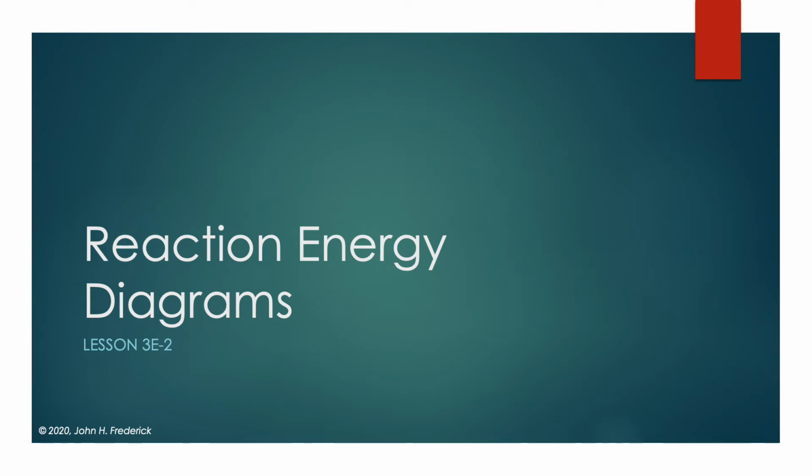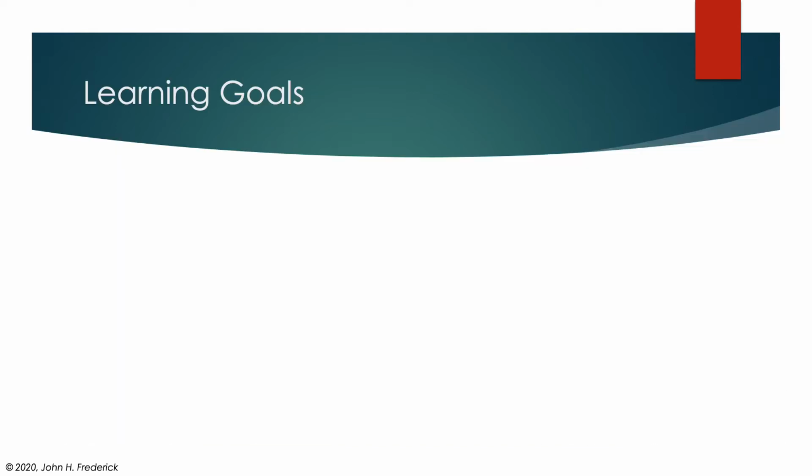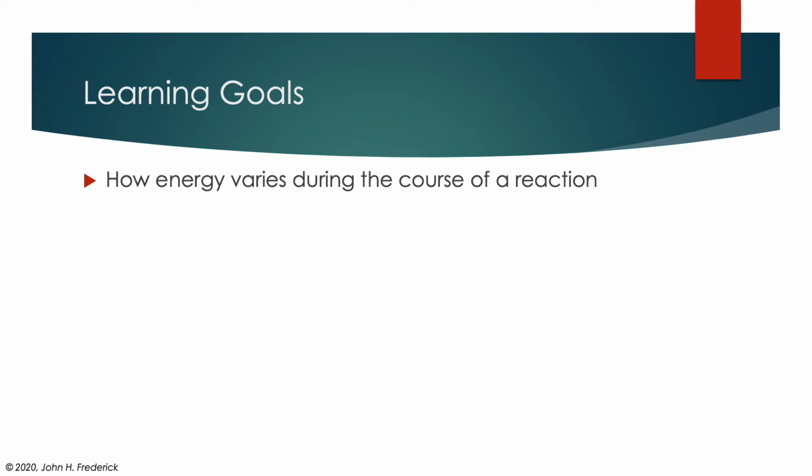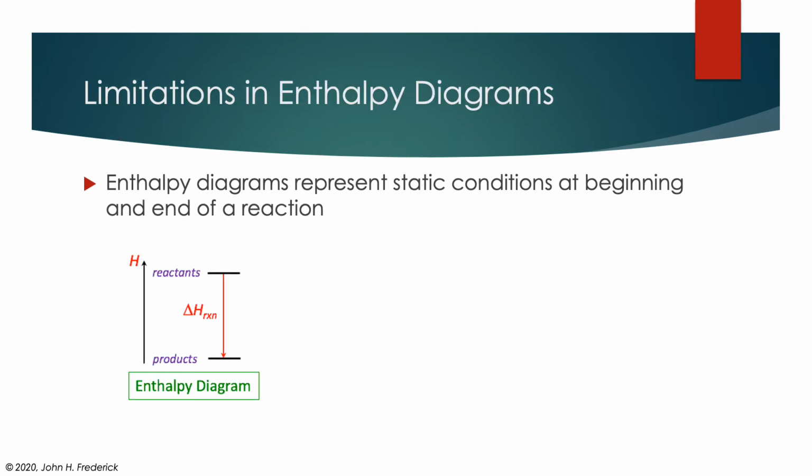We'll close this module by considering factors that tell us more about what happens during the course of a chemical reaction rather than just what the net change is from the beginning to the end. Our learning goals for this video will be to look at how energy varies during the course of a reaction and see what added insights we can gain from that.